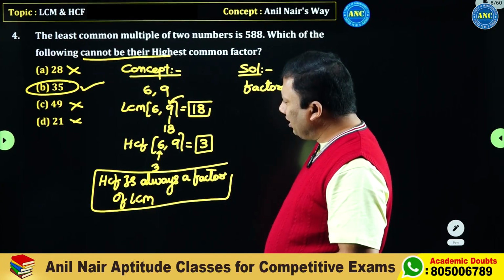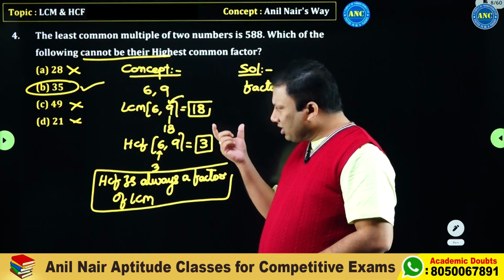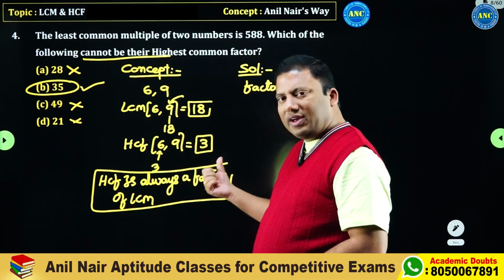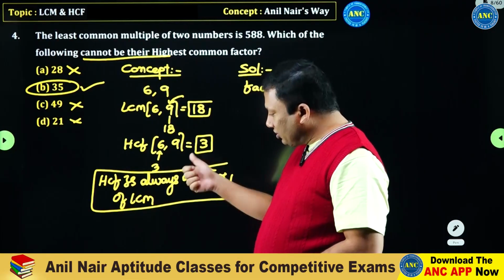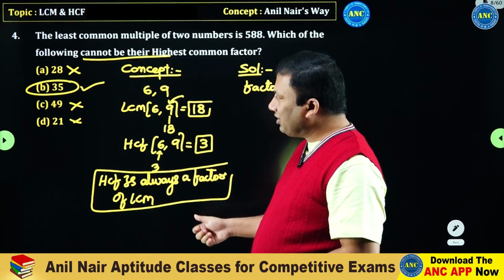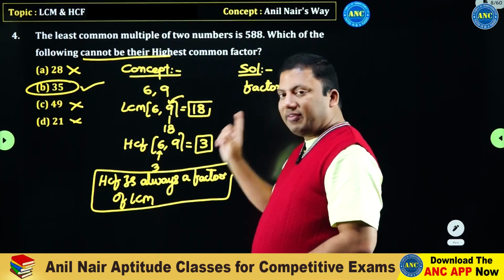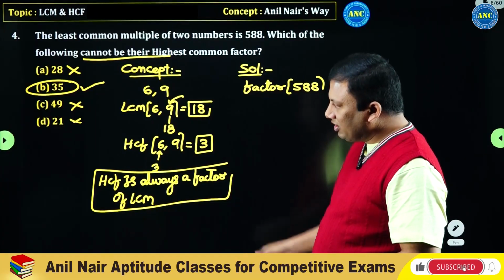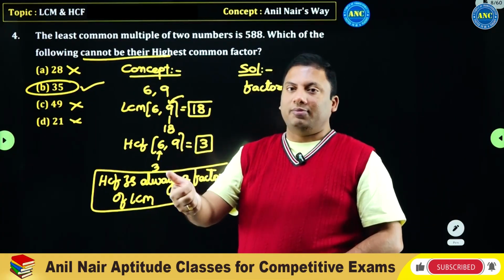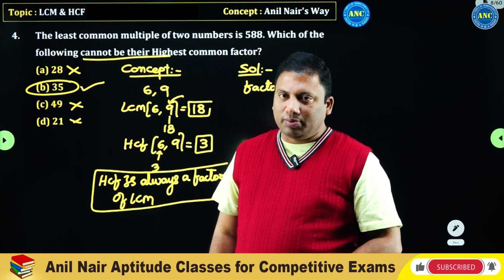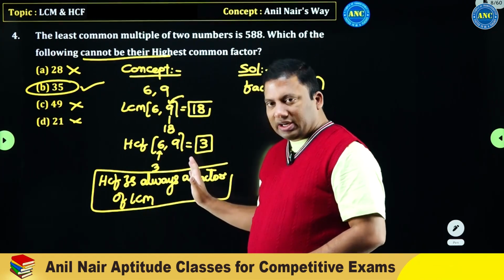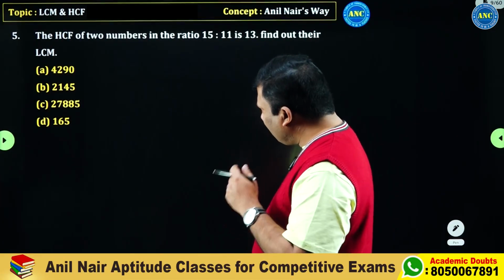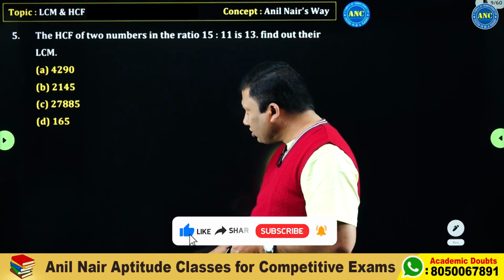I hope the concept is very much clear. What is the concept present in this question? HCF is always a factor of LCM. 35 does not divide 588. Any number multiplied by a multiple of 5, the unit digit has to be 0 or 5. I hope the concept is very much clear. Next one.